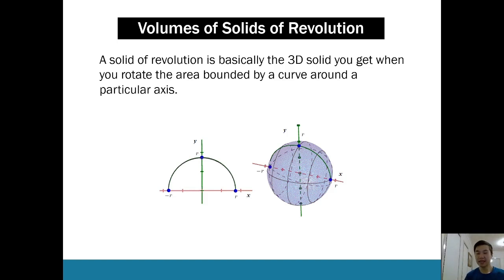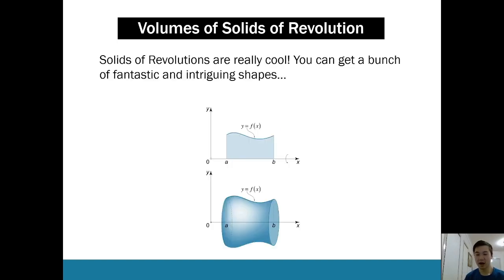Okay, so in extension 1, you also learned how to do volumes of solids of revolution. Basically, a solid of revolution is the 3-dimensional solid that you get when you rotate the area bounded by a curve around a particular axis. I really love this topic because I love the shapes you can get with solids of revolution. They're super cool. The idea of rotating an area around an axis, getting a 3D shape and finding the volume of that, is pretty cool.